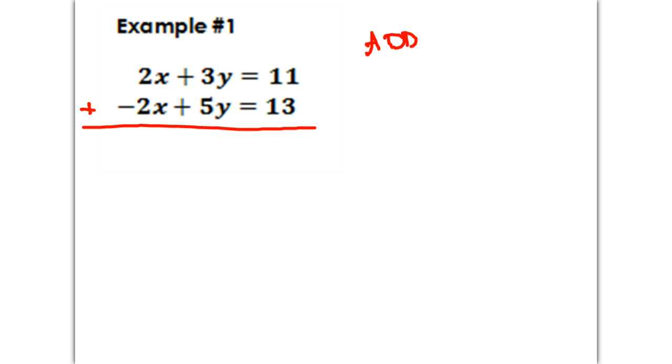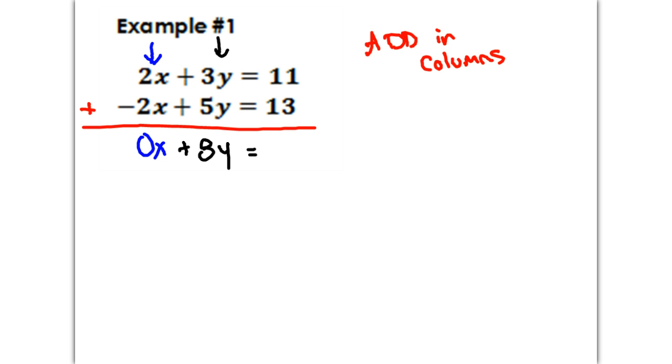This is where you want to start taking notes and writing down. We're going to add in columns. So for the first column, 2x plus -2x, if we add those together, that's 0x. If we add together the next column, 3y plus 5y is positive 8y.